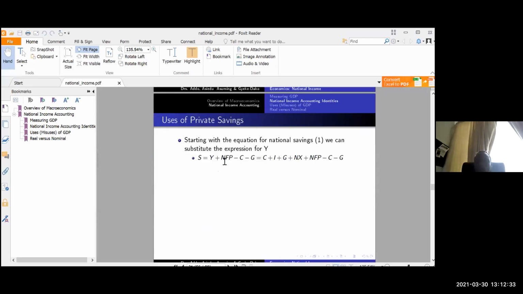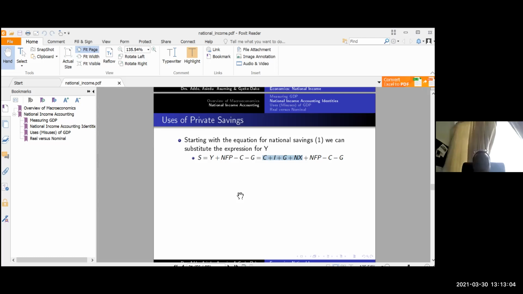Savings equals Y plus NFP, net factor payments from abroad, minus consumption, minus government expenditure. You can expand this wherever you see Y: Y is C plus I plus G plus NX. So the first four terms here are just Y, and then NFP, minus C minus G. So that is the full equation.